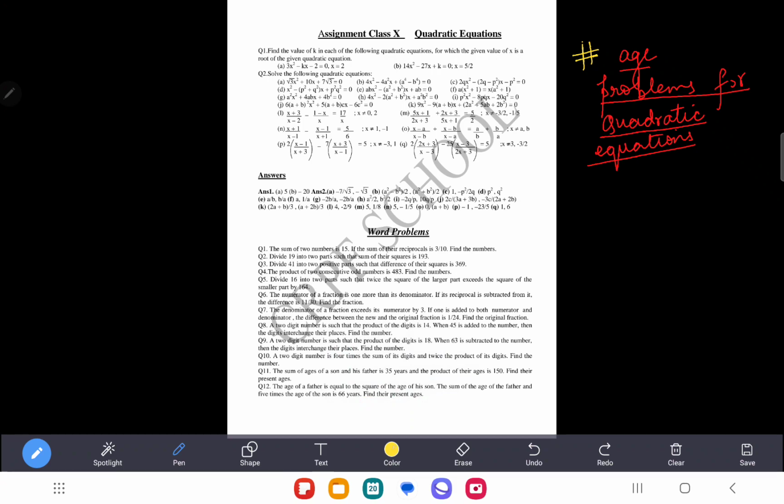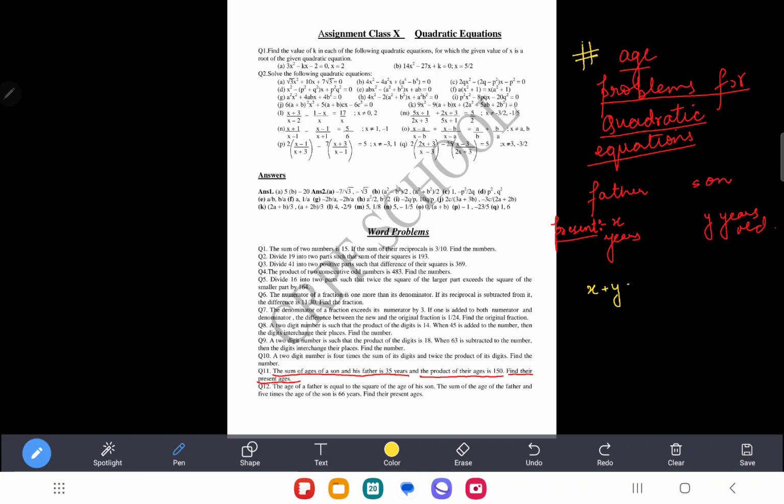Now just see. Just read the question. It says the sum of the ages of a son and his father is 35 years, and the product of their ages is 150. Find their present ages. So there is a father and his son. So can I say let father's present age be X years old and the son's present age be Y years old? Yes or no?